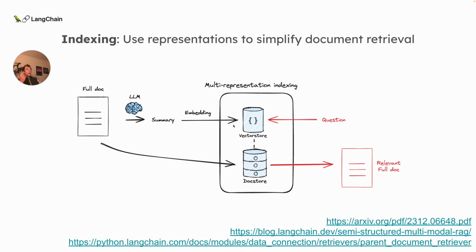One I want to flag is what we call multi-representation indexing. There's a really nice paper on this called Dense X Retrieval, or proposition indexing. But the main point is simply this. You take your raw document, you produce a representation, like a summary of that document, and you index that summary. Then at retrieval time, you ask your question, you embed your question, and you simply use the high-level summary to retrieve the right document. You pass the full document to the LLM for final generation.